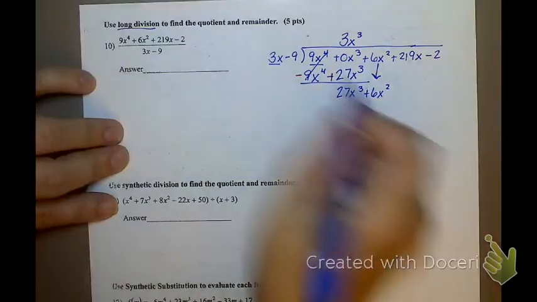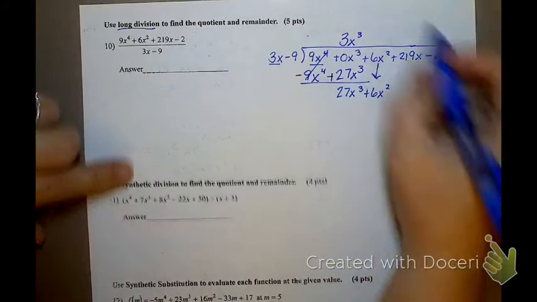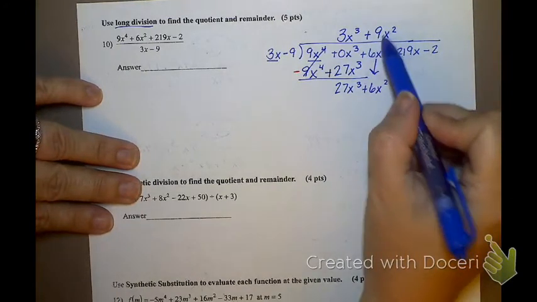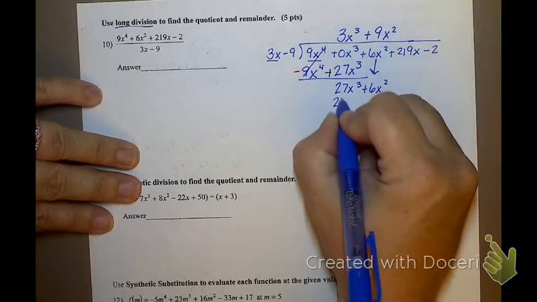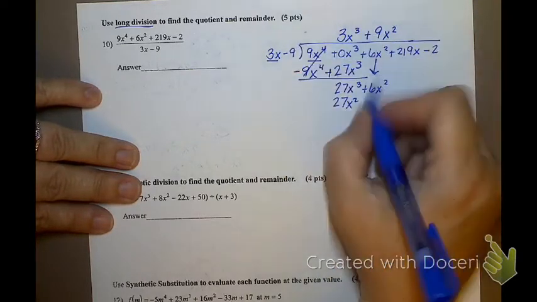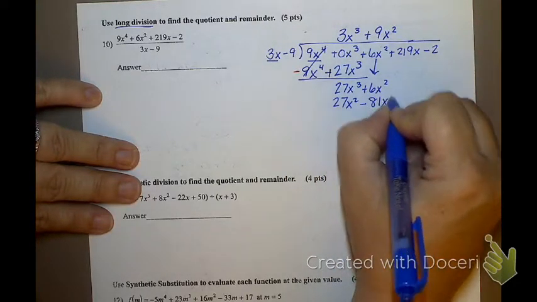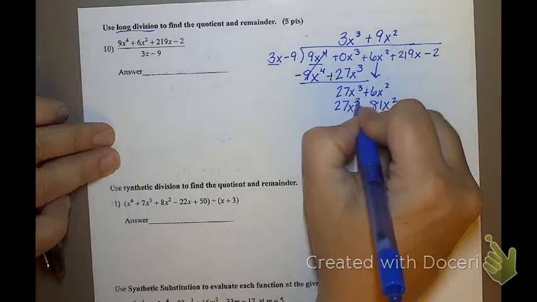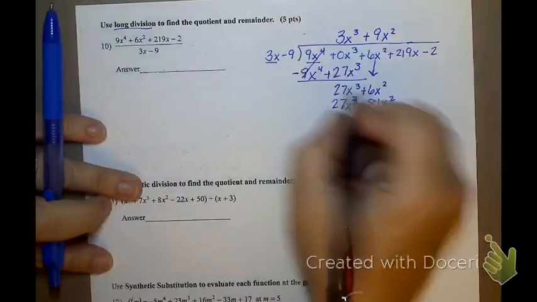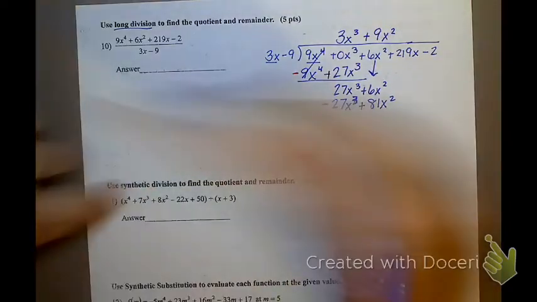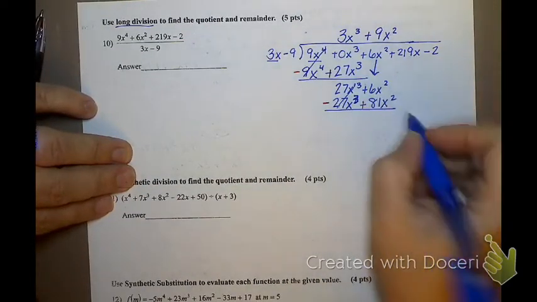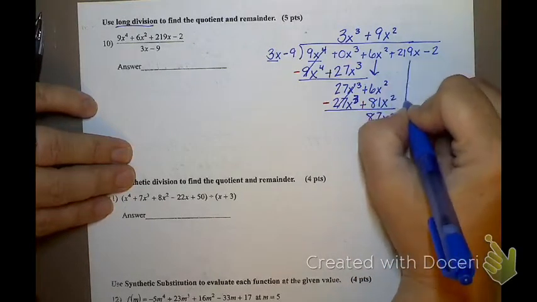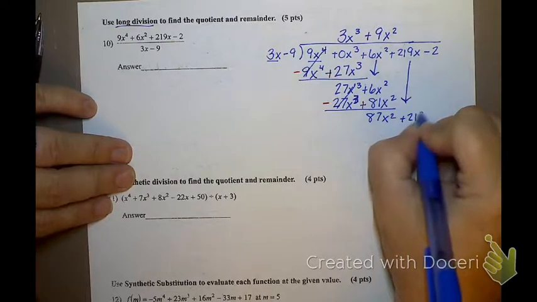Next round. 3x times what is 27x cubed? 9x squared. Now what do I do with the 9x squared? Distribute. 9x squared times 3x is 27x squared. 9x squared times negative 9 is negative 81x squared. What next? 27x cubed. Oh, thank you. It is x cubed. What do I do next? So this becomes a minus, that becomes a plus. 6x squared plus 81x squared, 87x squared, and bring down my next term, which is plus 219x.